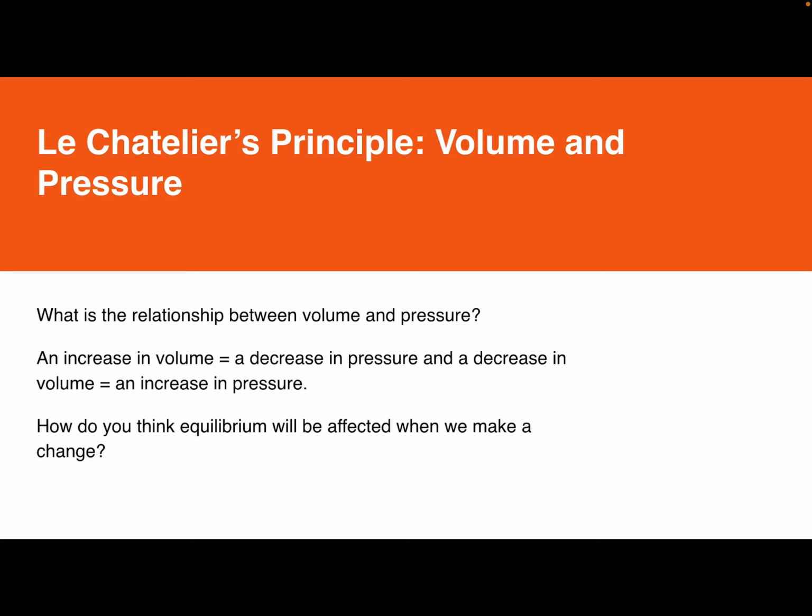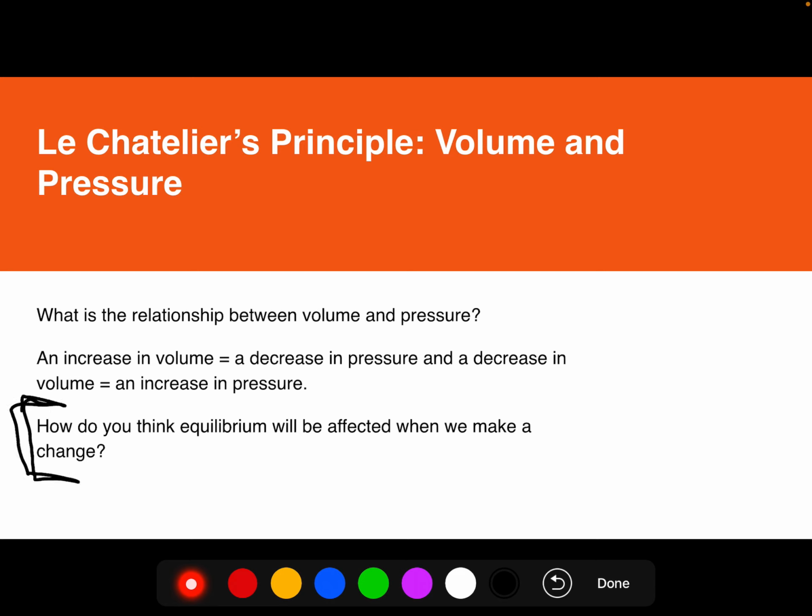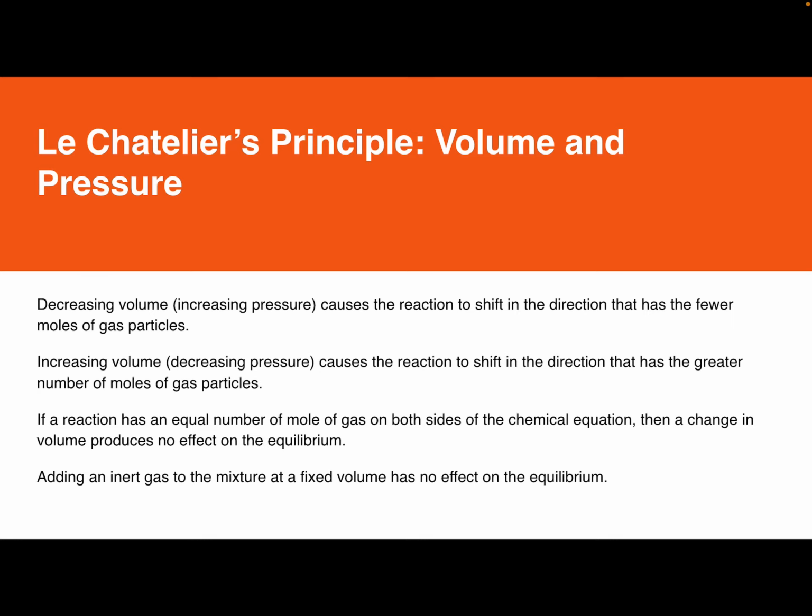So how do we think equilibrium is going to be affected when we make a change? Well, remember what I was saying about pressure and concentration. Increasing pressure is like increasing concentration. So let's look at this. If you decrease the volume, you're increasing pressure. This is going to cause the reaction to minimize that disturbance.